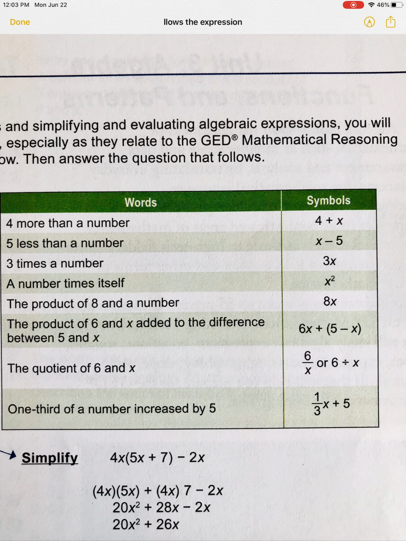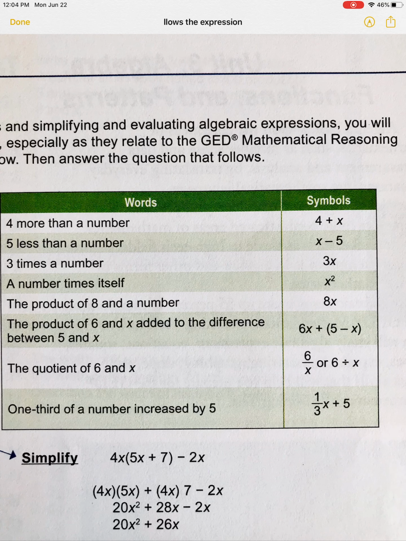Product is a word that means or refers to the answer you get when you multiply. So if I say the product of 8 and a number, that's the same as saying 8 times a number. So I could have said, instead of 3 times a number, the product of 3 and a number. It's the same thing. Now, of course, we can add these together. We can combine different parts together.